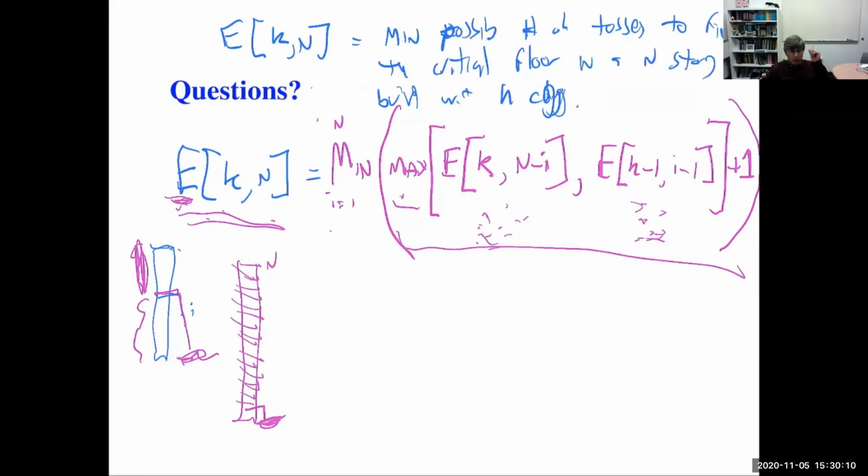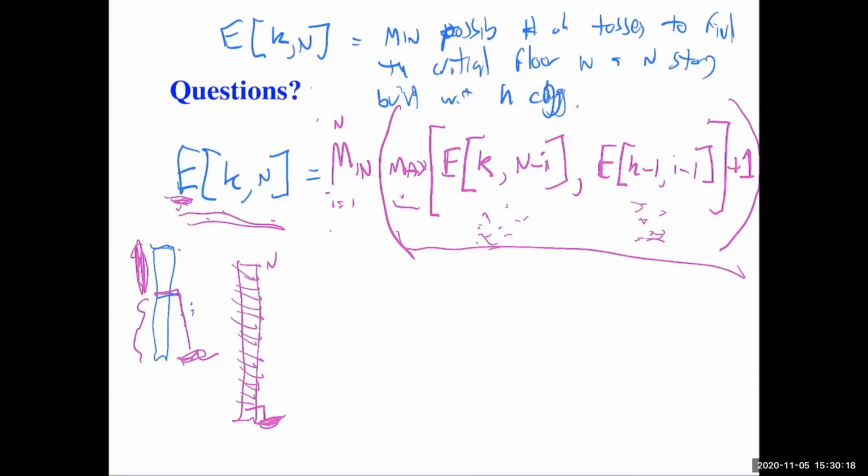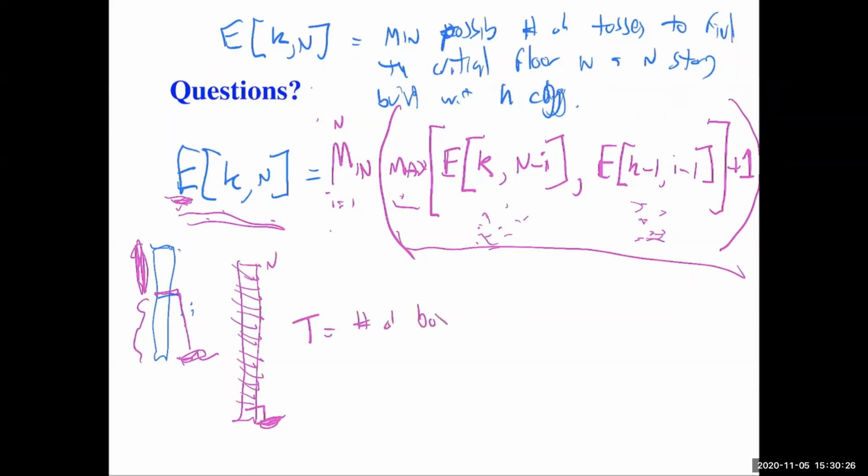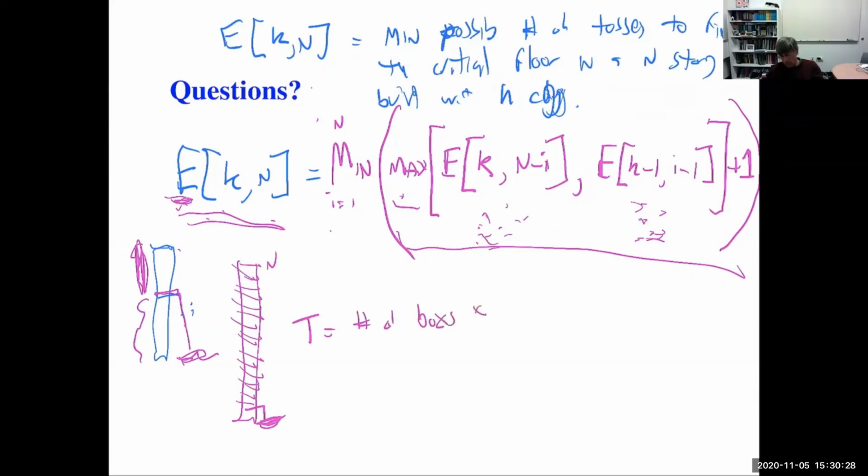If I have a building with n floors and k eggs, the number of boxes is k times n. Does everybody see that the running time is going to be the number of boxes times the time per box? The number of boxes is going to be k times n.